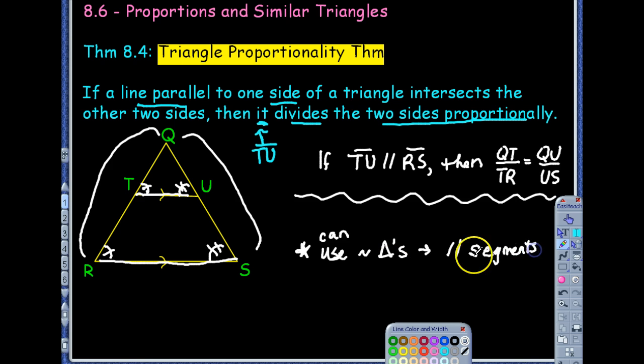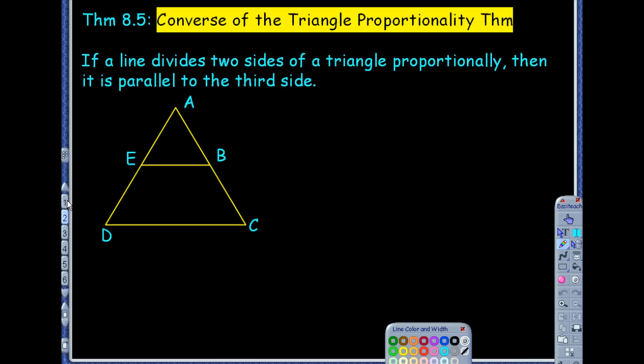Bottom line, the parallel segments are not the parts that are being divided. Okay? So just keep that in mind. Now, there's a converse to the triangle proportionality theorem as well.